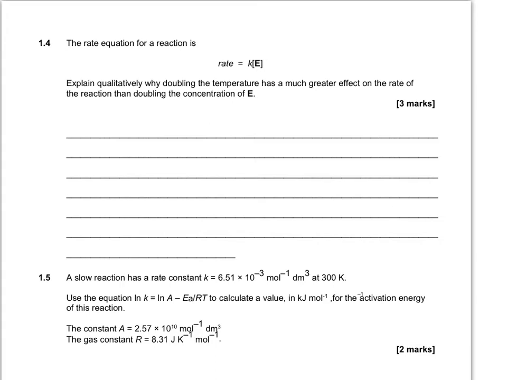So the rate equation for a reaction is rate equals K times the concentration of E. Explain qualitatively, so we've not got to go into numbers, it's quite a basic explanation, why doubling the temperature has a much greater effect on the rate of the reaction than doubling the concentration of E. Going back to collision theory, that might be something that you need to revise. So you've got to remember that a reaction will only occur if the particles collide with energy equal or greater than the activation energy.